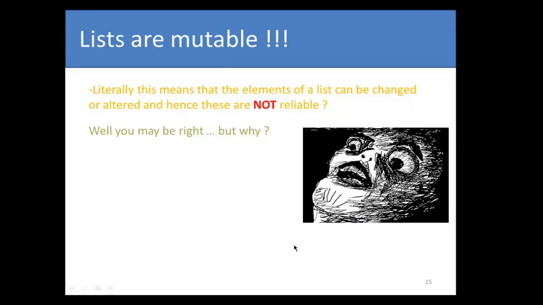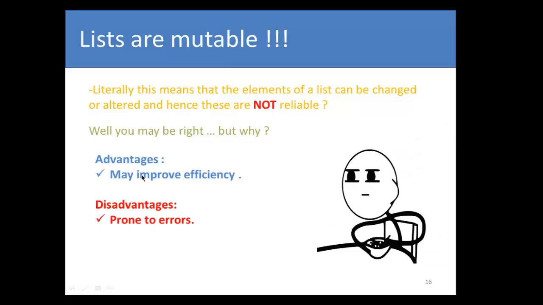Now at last, lists have a very unique property: lists are mutable. Unlike strings or variables like numbers, lists are mutable. And what does this word mutable mean? Literally, it means that the elements of a list can be changed or altered, and hence one may think these are not reliable. Well, it's right, but it has its own pros and cons actually. So let's discuss it in detail.